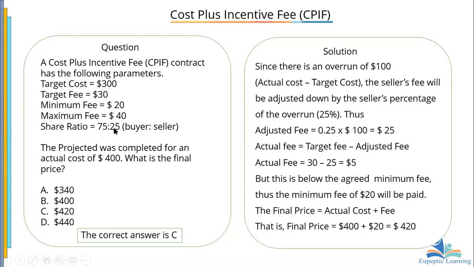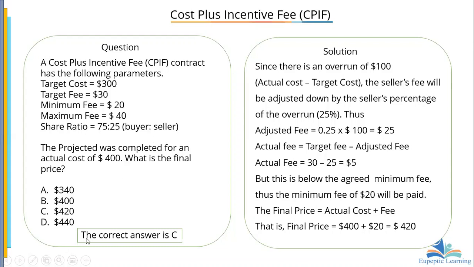And when you make an overrun, then we are going to share that overrun by this ratio. By that, we mean you're going to lose a certain amount of that estimated or targeted fee. So you see here that the actual fee that we need to give him is 30 minus 25, because 25 is the adjusted fee, and that is $5.